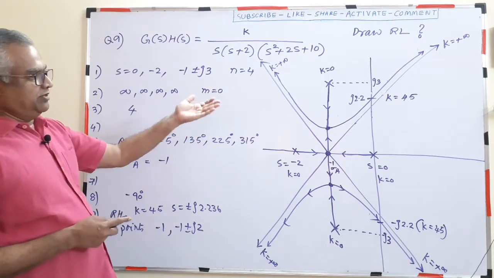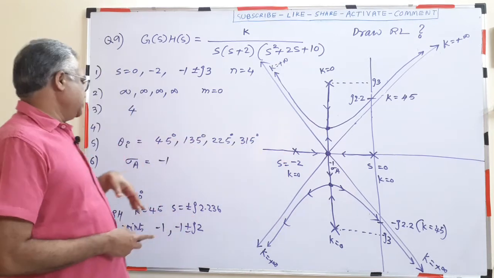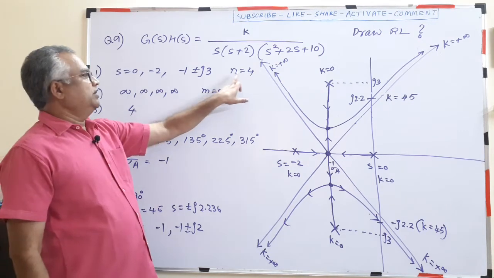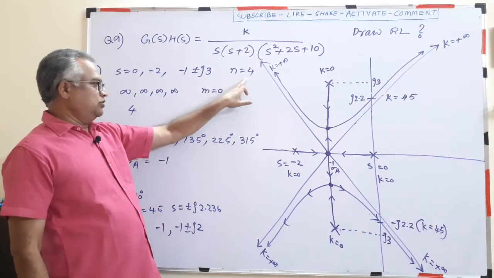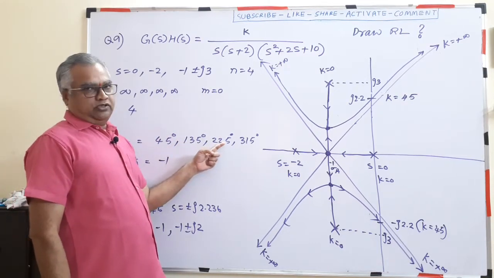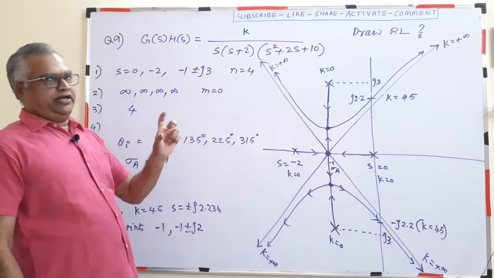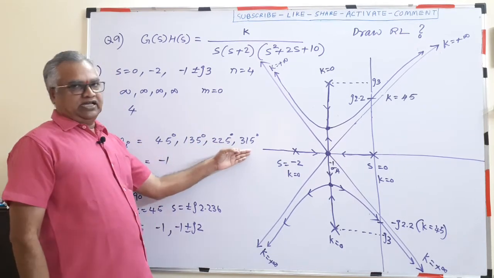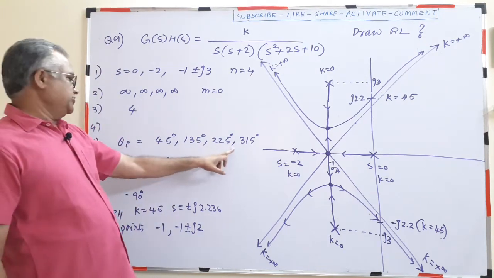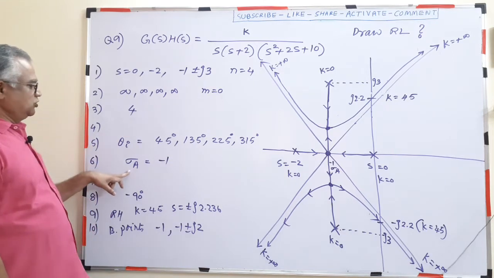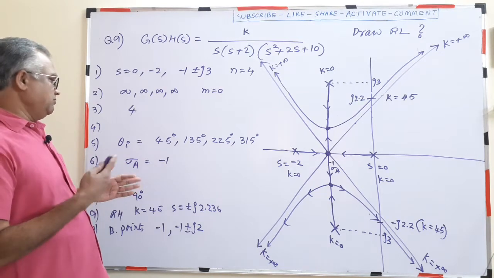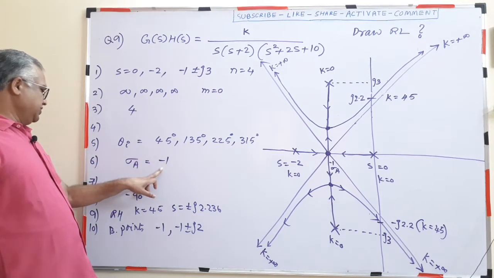Fourth, root locus is symmetrical with respect to the real axis. Then, because the number of asymptotes n minus m is 4, for 4 asymptotes the angles will always be 45, 135, 225, 315. Whenever n minus m is 4, these angles will always come. This is for the root locus. Then the intersection of asymptotes: sum of the finite poles minus sum of zeros by n minus m. If you do that, you will get minus 1.